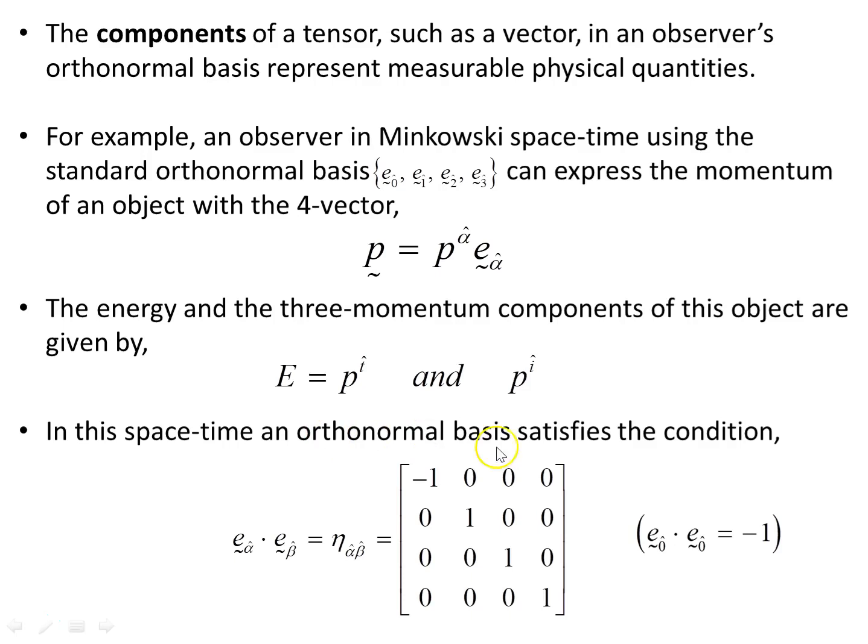Now in this space-time, an orthonormal basis satisfies the condition e_alpha-hat dot e_beta-hat equals eta_alpha-beta-hat, the little hats representing orthonormal basis vectors and components. And eta_alpha-beta-hat is the flat Minkowski space-time metric here, with the diagonals all 1 and the time component diagonal being -1. For the basis vector in the time direction, e_0-hat dot e_0-hat is -1.